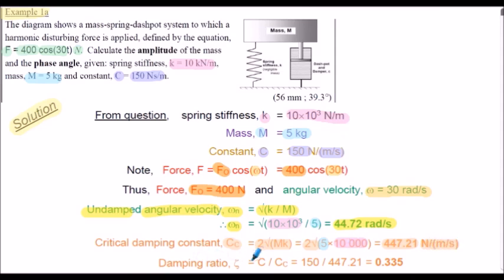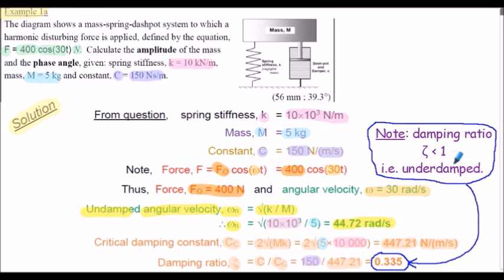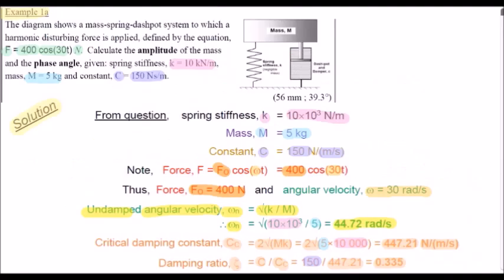Our damping ratio zeta is the damping constant C divided by the critical damping constant. So our damping constant C above is 150. We just calculated the critical damping constant. So the damping ratio zeta is 0.335. I just note from our previous work, as the damping ratio zeta is less than 1, it's classified as underdamped. In other words, it allows vibrations to occur. That's extracting the information from the question and calculating various parameters it will need to solve for the amplitude and the phase angle phi.